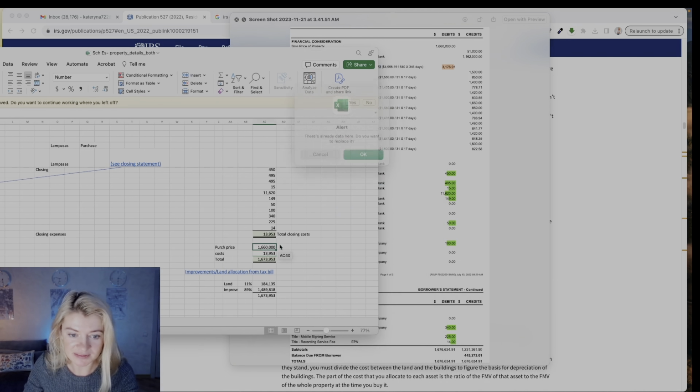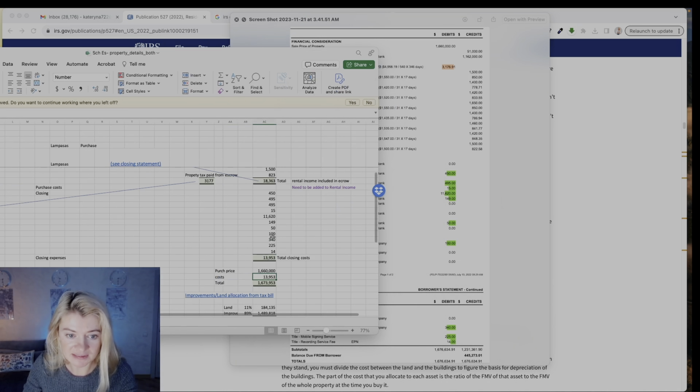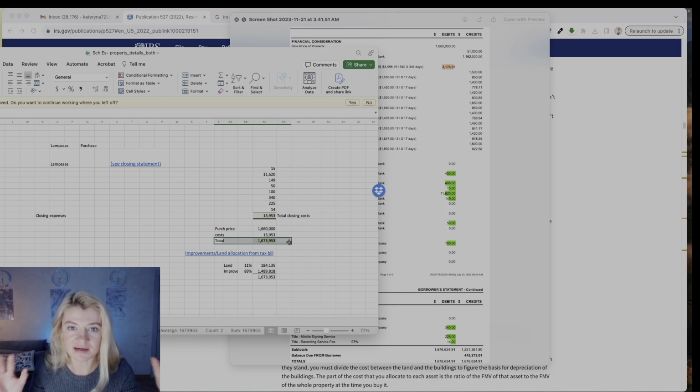So for example, here our cost would be calculated this way. It will be purchase price and closing cost. And here I just listed all the costs one by one, 450, 495, all these things would be included. So the total closing cost is 13,953. We add those two numbers and this is our total cost of the property.